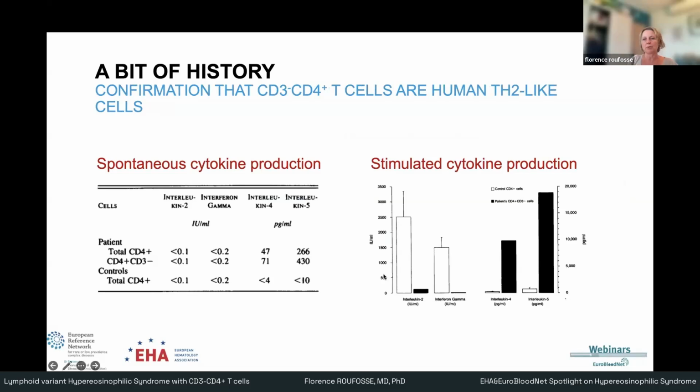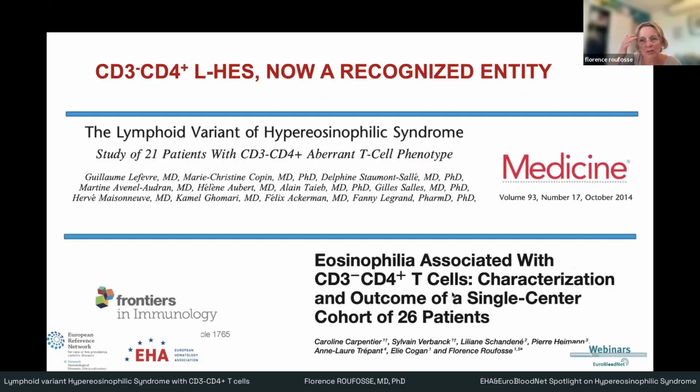And what you can see here is the production of these different type 2 cytokines versus type 1 cytokines, either by the CD3 negative, CD4 positive T cells, which are shown in dark here, versus the patient's control CD4 T cells that were CD3 positive. And you can see that upon in vitro stimulation, the production of IL-4 and IL-5 was extremely elevated, whereas these cells produced practically no signature type 1 cytokines. So these were clonal Th2 cells in the blood of the patient.